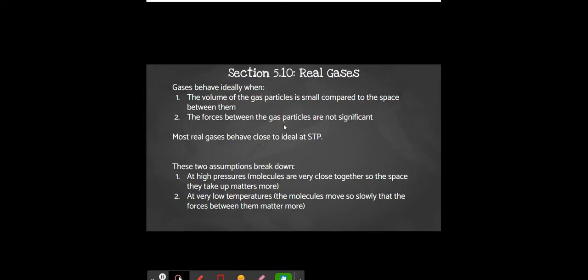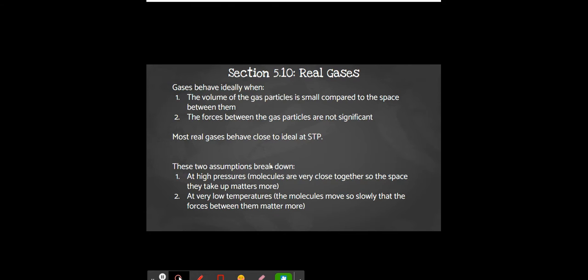Okay, real gases. Gases behave ideally, this is a quick reminder, when the volume of the gas particles is so small compared to the space between them that we get to ignore the volume of the particle, and the forces between the particles are not significant. So there's no significant intermolecular forces. There are no forces pulling the little particles towards each other. Most gases behave close to ideal at STP, but these assumptions break down.